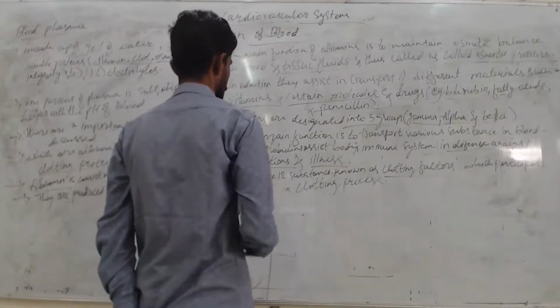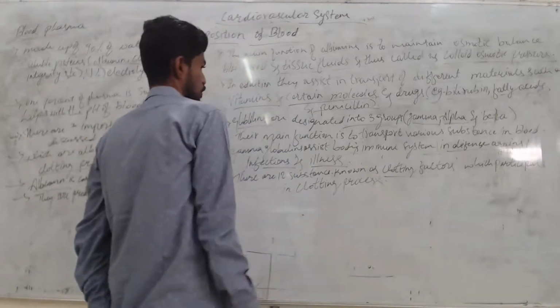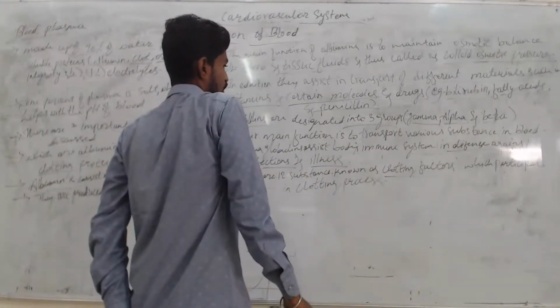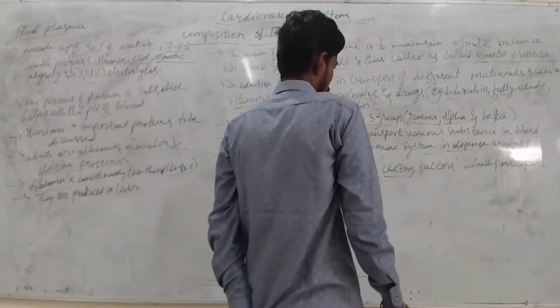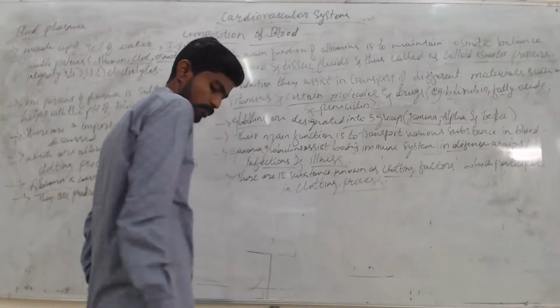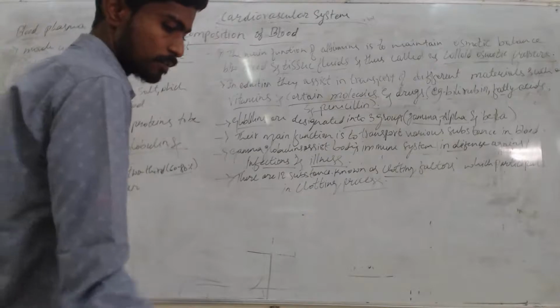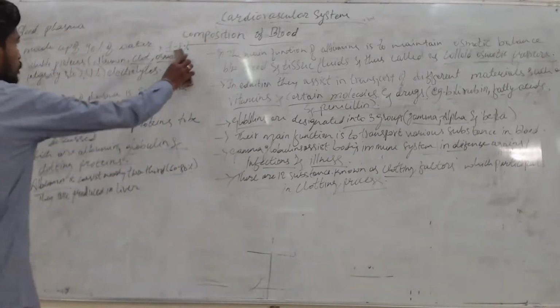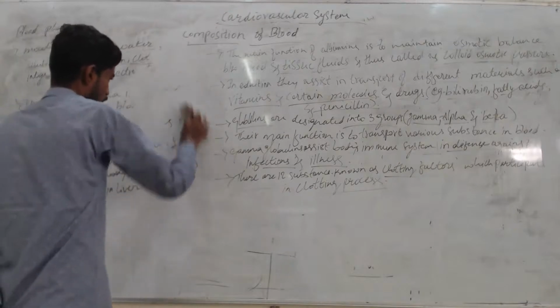And there are 12 substances known as clotting factors, which are responsible for the blood to clot and which participate in the clotting process of the blood. These are some things about the blood plasma.